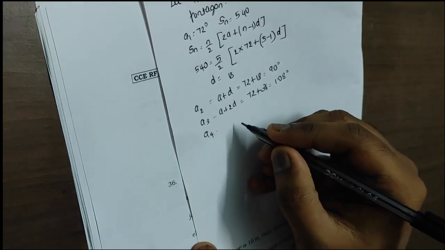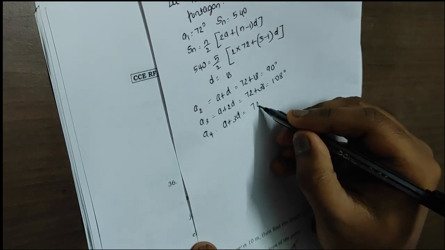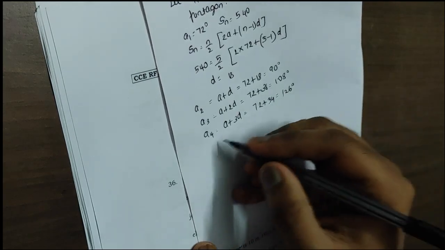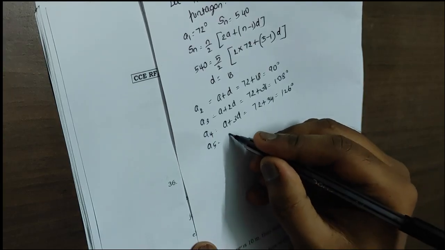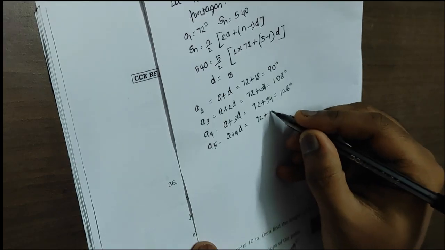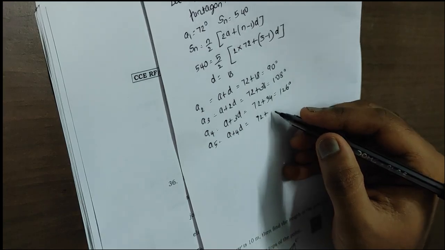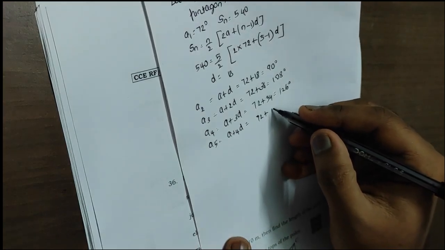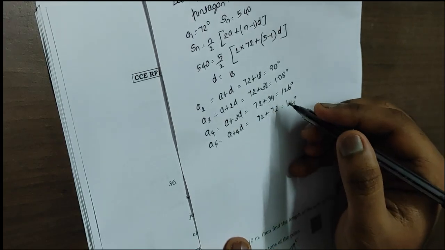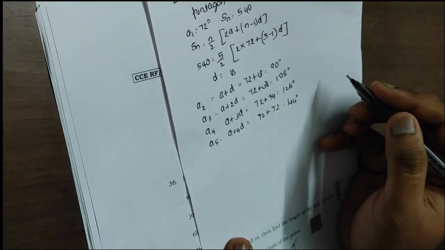A4 is a plus 3d, that is 72 plus 54, that is 126 degree. A5 is a plus 4d, that is 72 plus 72, that is 144 degree. Now we got all the values for A1, A2, A3, A4 and A5. That itself is the solution.